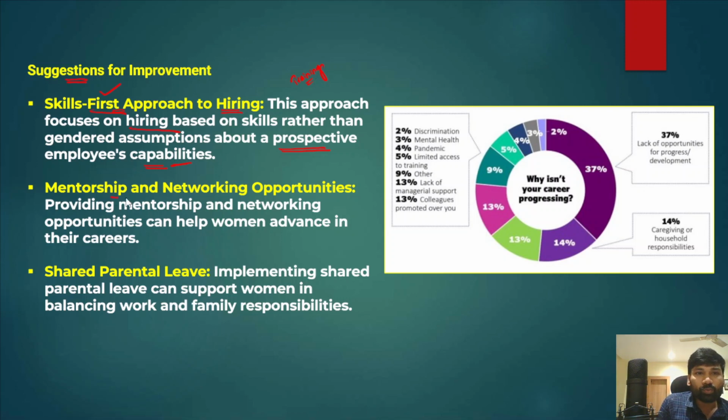So after that, we should also provide mentorship and networking opportunities for women. Providing both networking opportunities and mentorship for women will actually help them advance their careers in different sectors or fields. And after that, shared parental leave is also very, very important. Shared parental leave in the sense that the responsibility to look after the children should not be left to the woman alone. Rather, mother and father should have equal responsibility with respect to the child. So implementing shared parental leave can support women in balancing their work and their family responsibilities. So this is essentially balancing professional responsibilities along with family responsibilities.